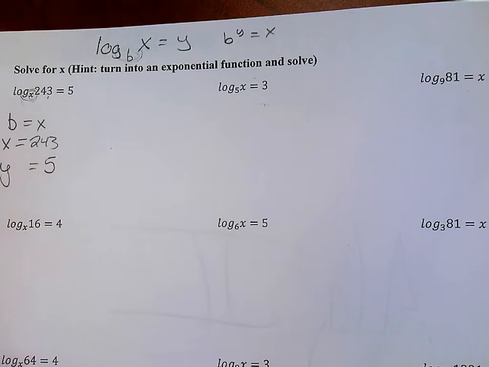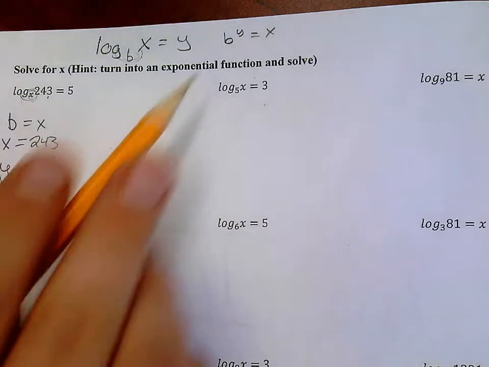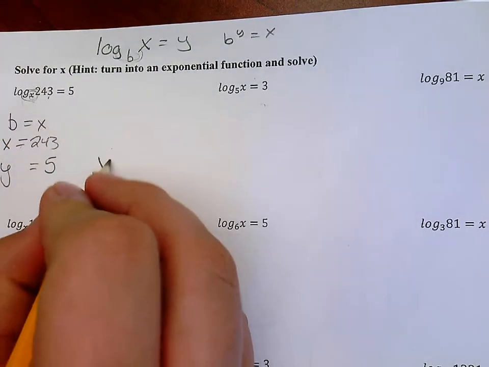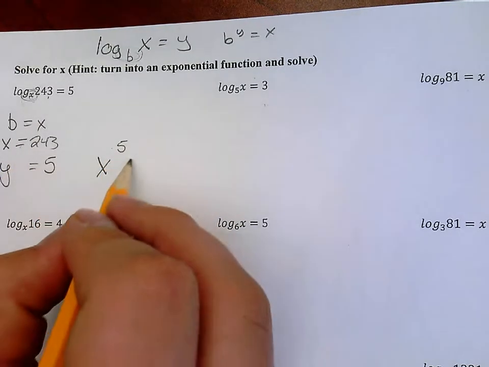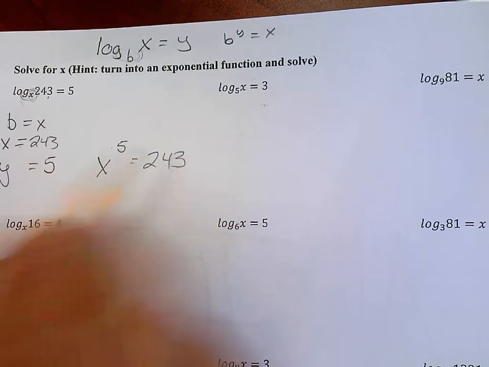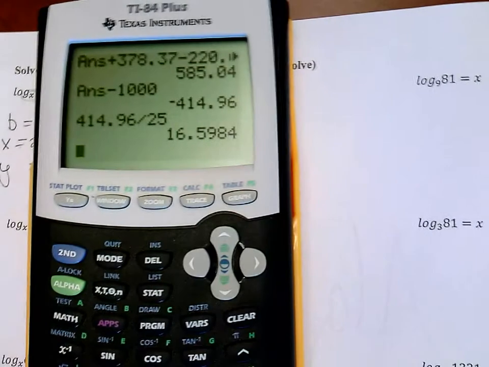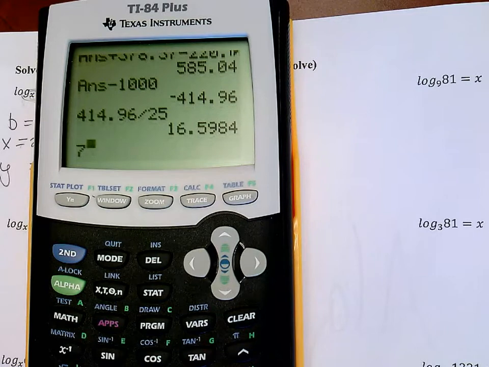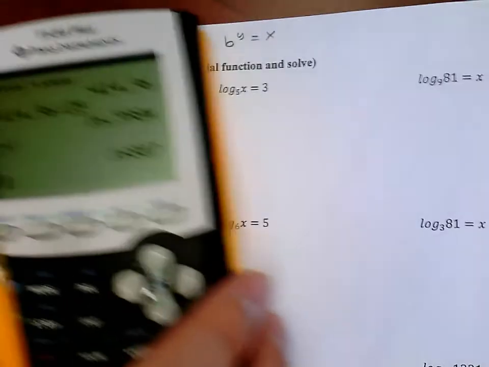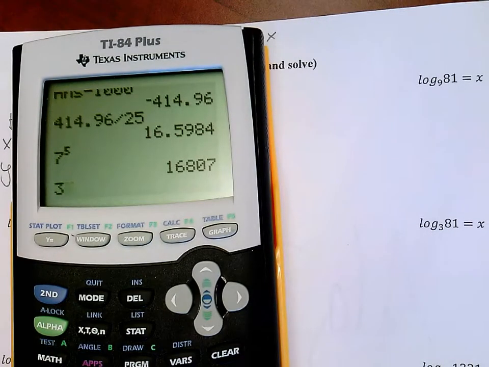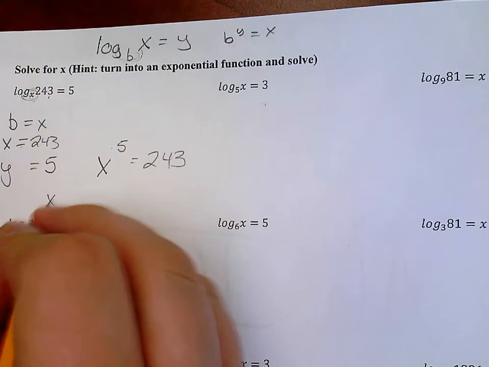Alright, now that I have my b, my x, and my y, what I can do is transform it into an exponential function. So my b is x, and I take x to the y power, which is 5, equals 243. Now you have two ways you can actually solve this. The first way is to use your calculator and start plugging in numbers, like you start with 7, 7 to the 5th power. You start figuring out what number gives you 243. In this case, we could keep plugging around until we get to 3, and we figure out 3 to the 5th power gives me 243. So I know x equals 3.